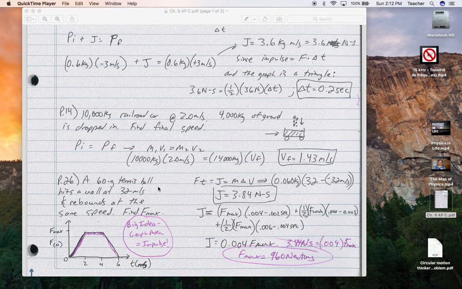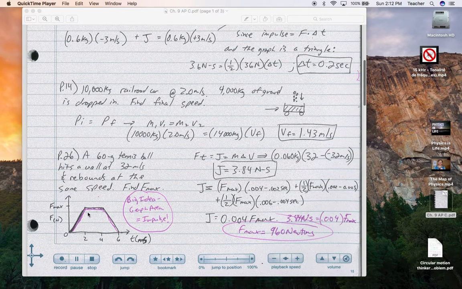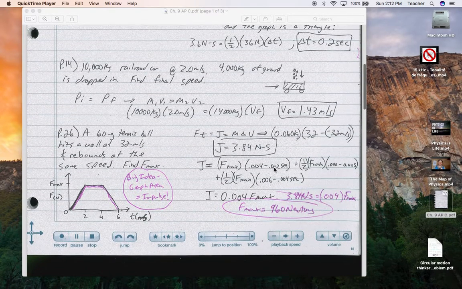Problem 26. In this case, the big idea is that the graph area is equal to the impulse. A 60-gram tennis ball hits a wall at 32 meters per second and rebounds at the same speed, so that would be an elastic collision. Again, sneaky, this is milliseconds. If I know my final speed is 32 in the opposite direction of the initial speed, that's a change in velocity of 64 meters per second, multiplied by the mass in kilograms, which gets me an impulse of 3.84 newton seconds.